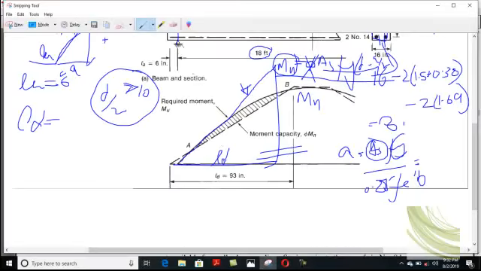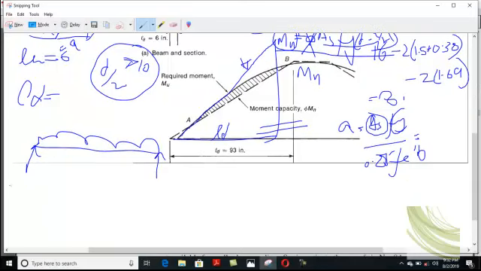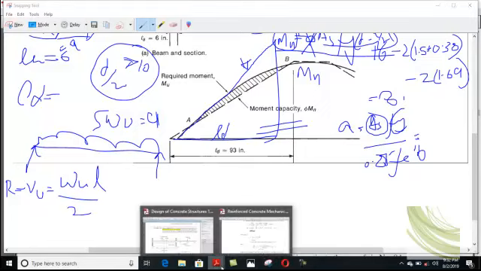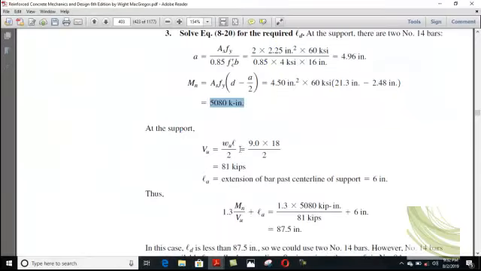Now what will be the shear at this point? As it is a UDL having simply supported edges, you know that the reaction at the support will be equal to Vu. Clear? And Vu, if Wu is 9 kip per foot, will be Wu L divided by 2, so this shear will be WL divided by 2, which is 81.